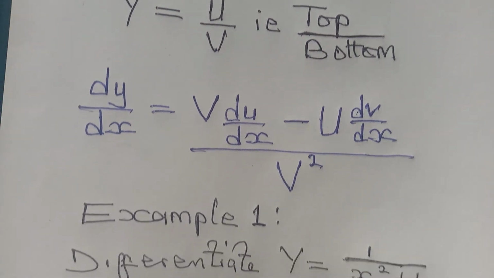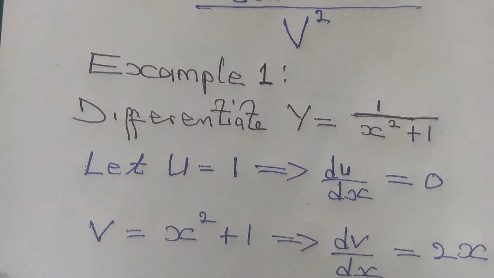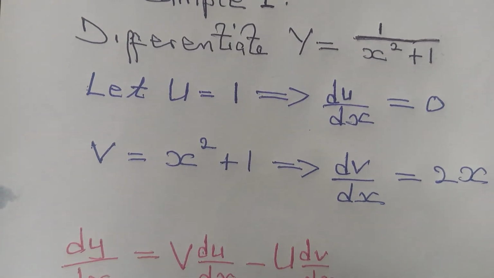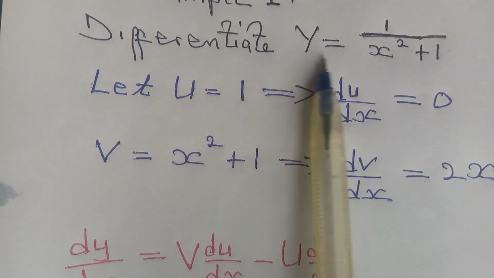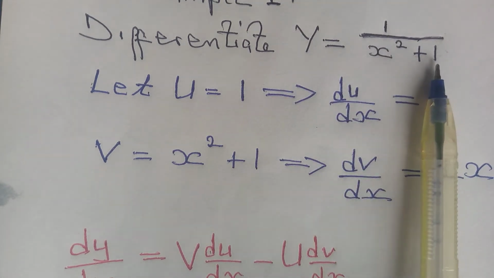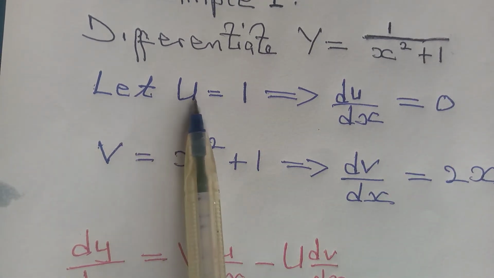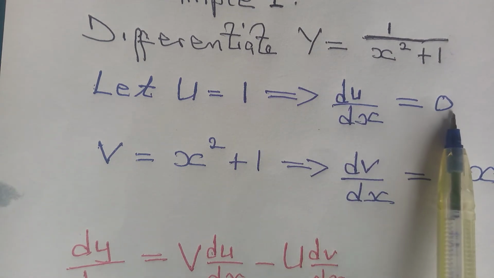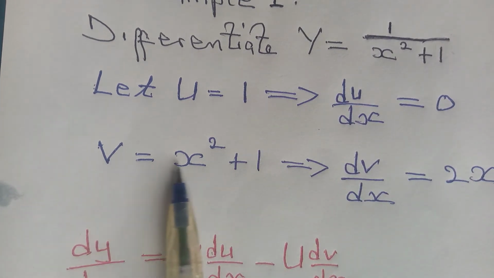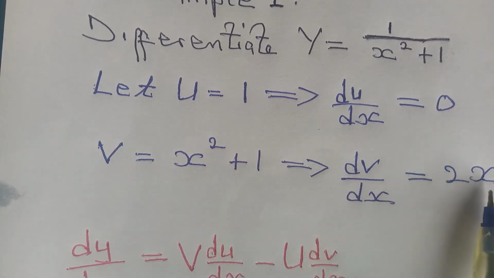You recall that as one of the techniques of differentiation, you will be checked whether you can apply the procedure or not. And that's why we are using this example, y equals 1 all over x squared plus 1, to illustrate the quotient rule. In this case, I will let my u equal 1, meaning that du/dx will be equal to 0. Then v will be equal to x squared plus 1, meaning that dv/dx equals 2x.